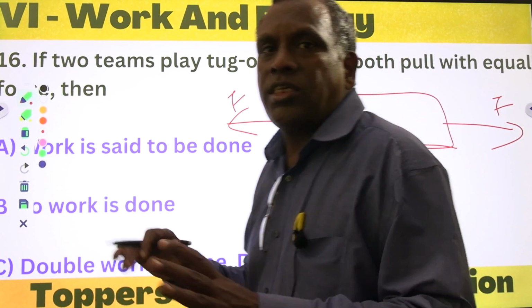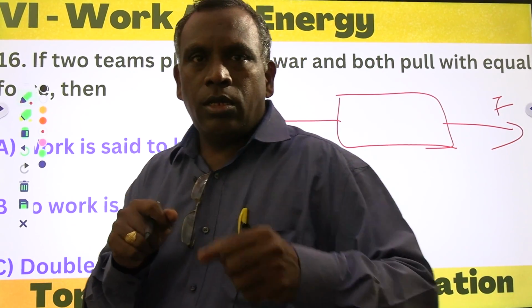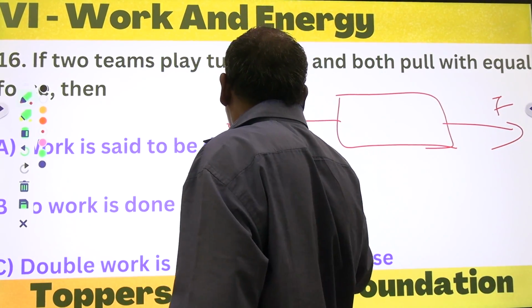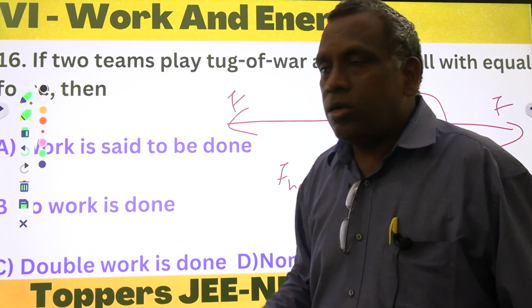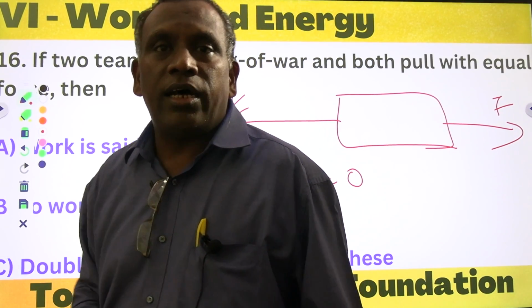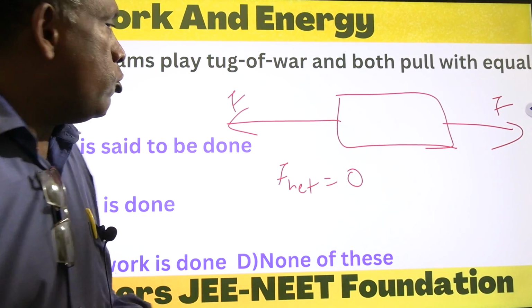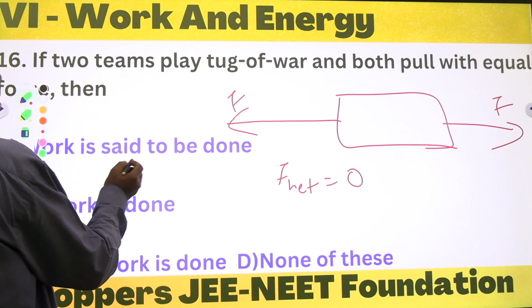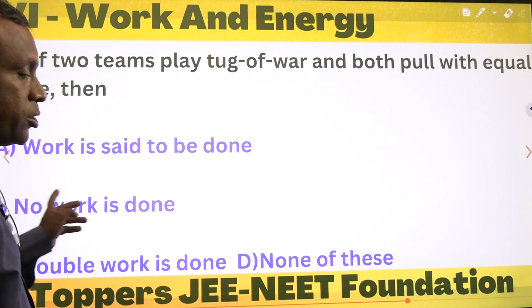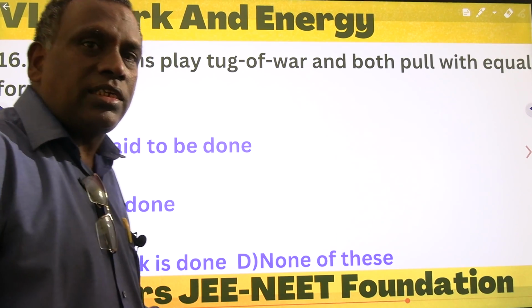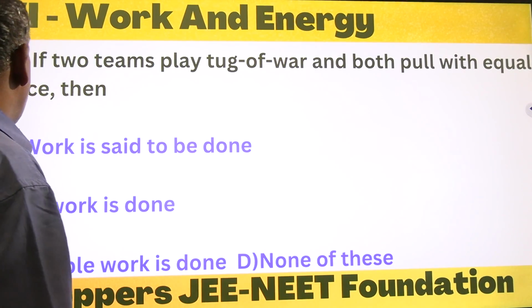so equal forces are acting on a single body, so the net force becomes 0. The net force is 0, hence the work done is also 0. No work is done. So option B is the correct answer. No work is done is the correct answer for this question.